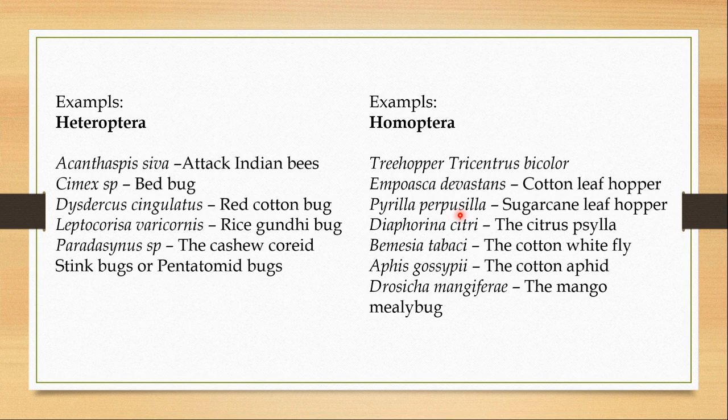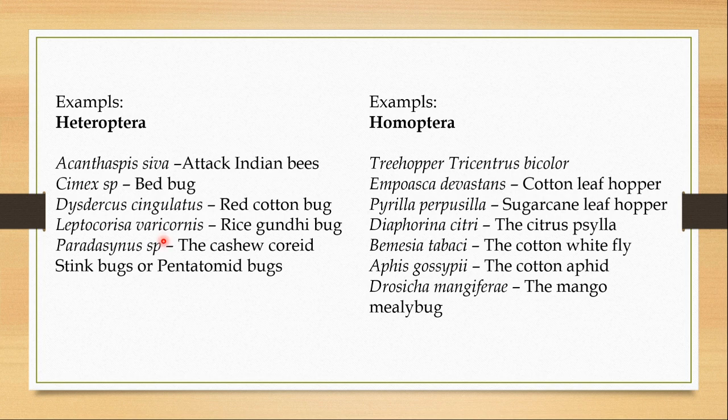Let's talk about some examples. For suborder Heteroptera, there are many different insects, but I have given you the names of only a few. Acanthaspis siva is a predator of bees. They wait near the path of the worker bees, attack them, and suck juice out of the bee's abdomen. Then we have the bed bugs or Cimex species. We have Dysdercus cingulatus, which is also known as the red cotton bug. You are going to study about this insect.